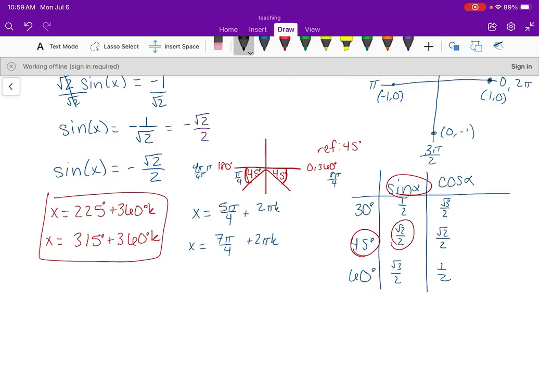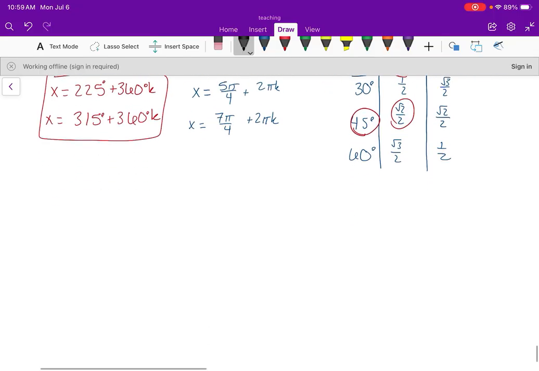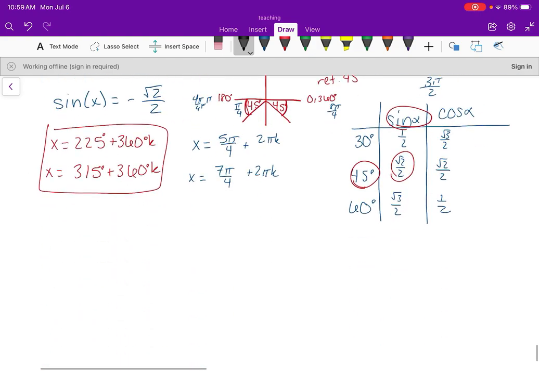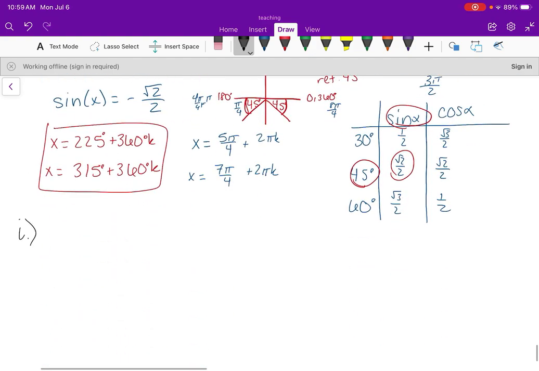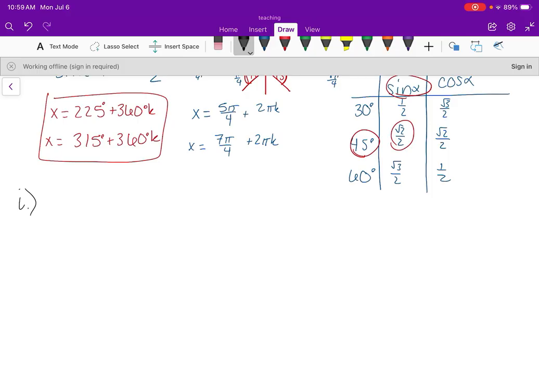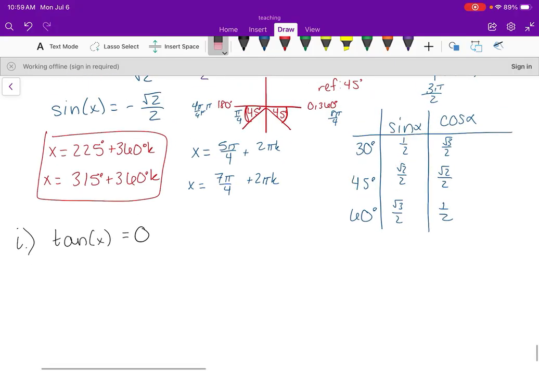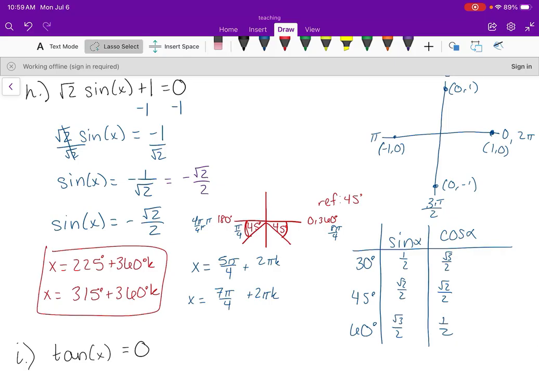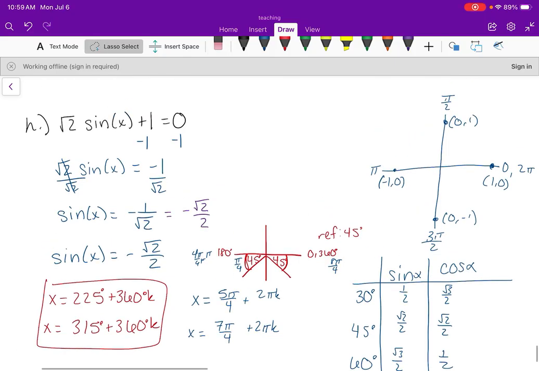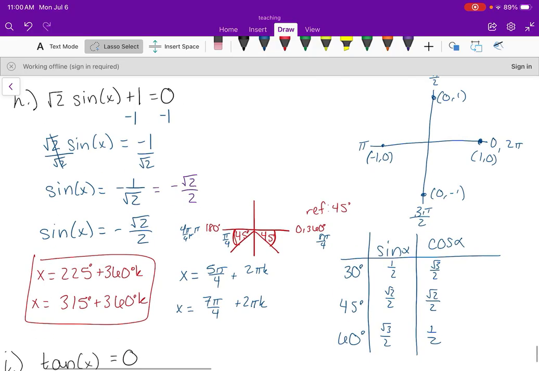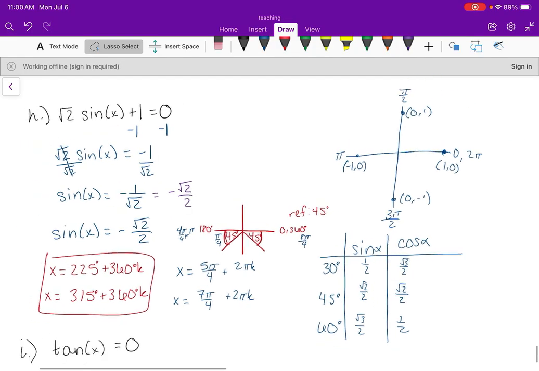Let's do some tangent. We haven't done any tangent ones yet. So let's see. We're going to do the whole alphabet here. So let's do some tangent. We'll say tangent x equals 0. And I'll probably do maybe one or two more for tangent. I'm trying to drag down my stuff.